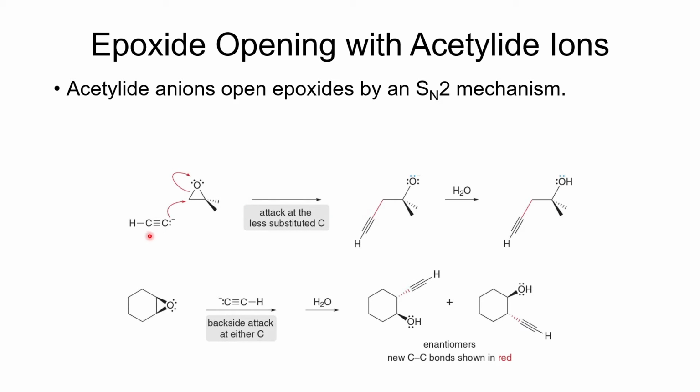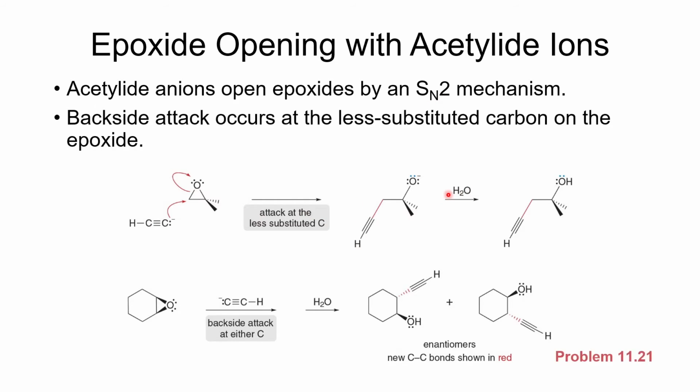So here our acetylide would come in and react with the less substituted carbon, and that's different than if we had an acid-based epoxide ring opening with a weak nucleophile. Then it usually goes to the more substituted carbon. Here it goes to the less substituted carbon, as your typical SN2 mechanism does. All right, you open that up, and then water in a second step, and that water forms an alcohol. So you open up that ring, and you end up getting an alcohol.